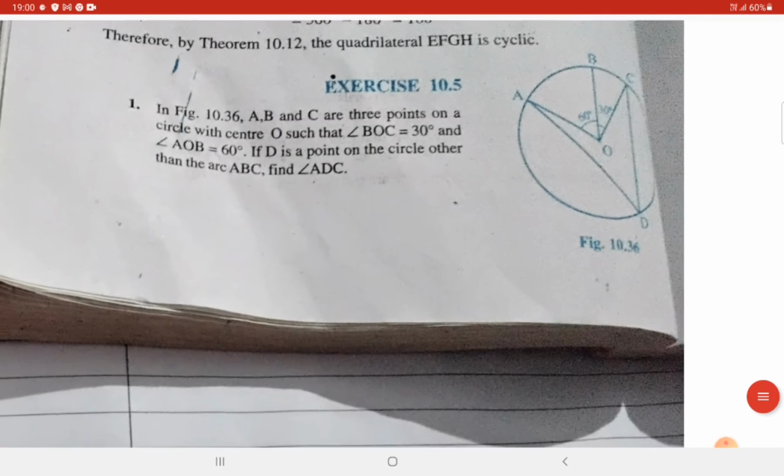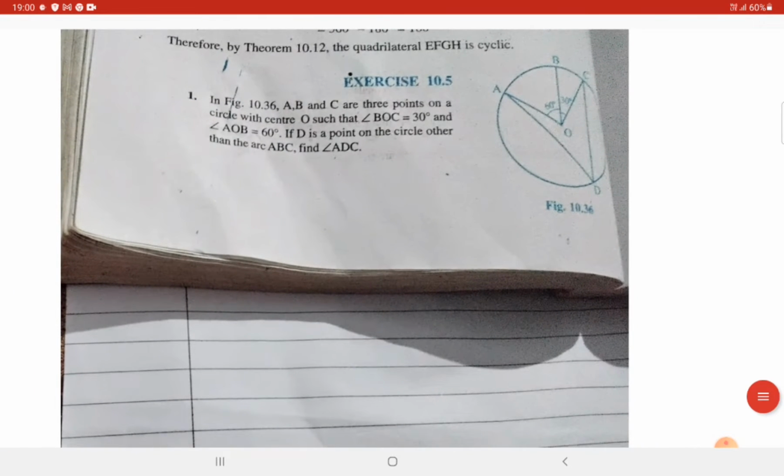See, ABC is an arc. ABC is an arc that subtends an angle at the center, and it subtends another angle at the remaining part of the circle, not on the arc ABC, its opposite side.